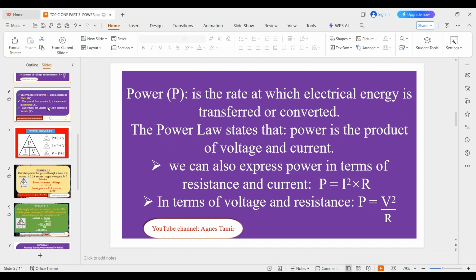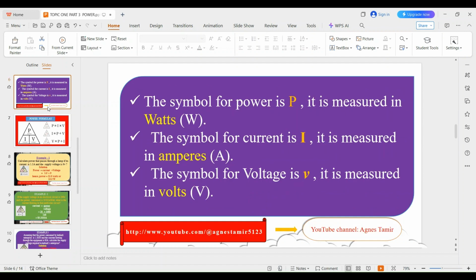So we can remind ourselves, we said power is measured in watts, and power is the rate at which energy is consumed or delivered. Current is measured in amperes, and voltage is measured in volts. This one we discussed in video 1, that is electrical quantities.